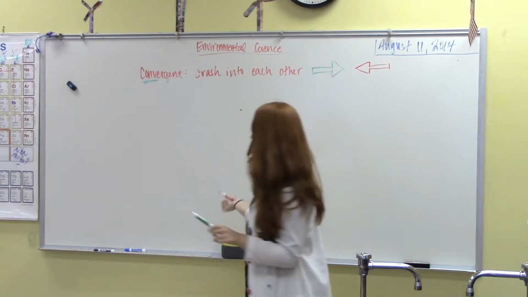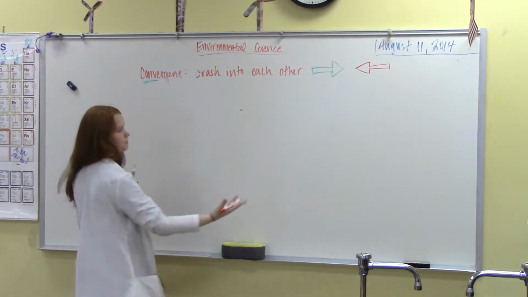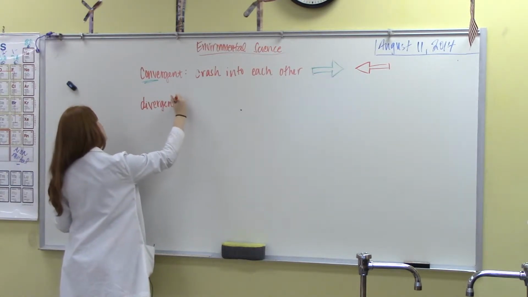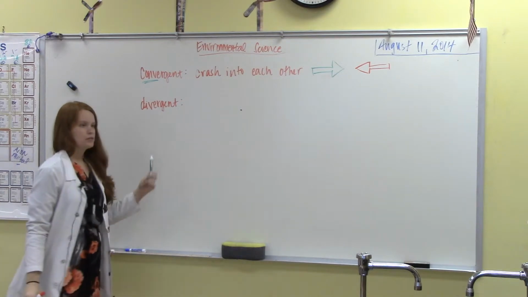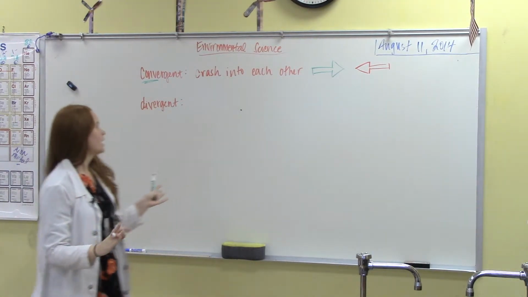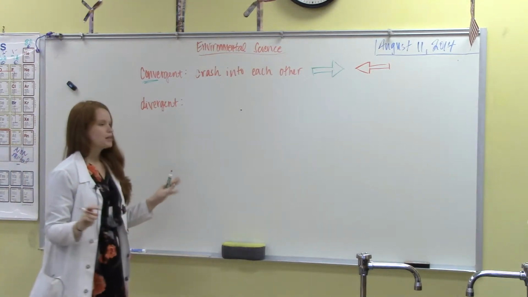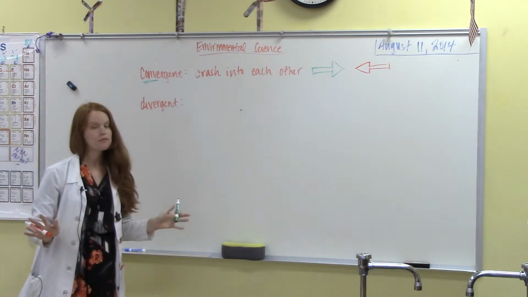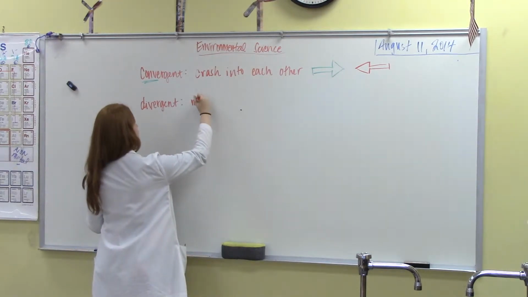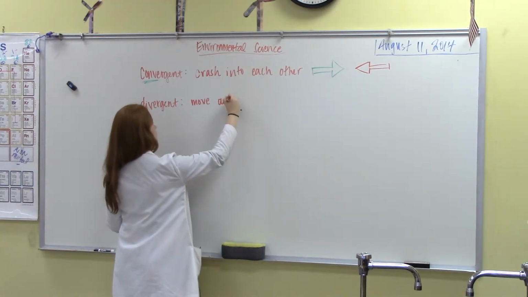Now the second one is the opposite of convergent, which is divergent, just like the movie and book, although these boundaries were named before the movie or book. Big whoop-de-doo. So divergent, since it does the opposite of convergent, means that the plates move away from each other.